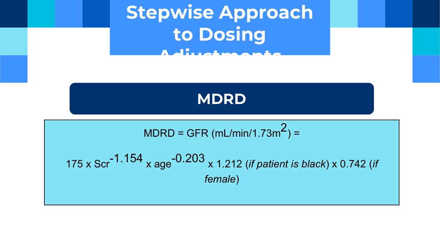Another tool you may see that uses another method is called the MDRD. That stands for Modification of Diet in Renal Disease. It gives us an estimated GFR, glomerular filtration rate, based on normalized body surface area. It's more accurate than the Cockcroft-Gault, and it does account for race, so it's often used in staging of chronic kidney disease.